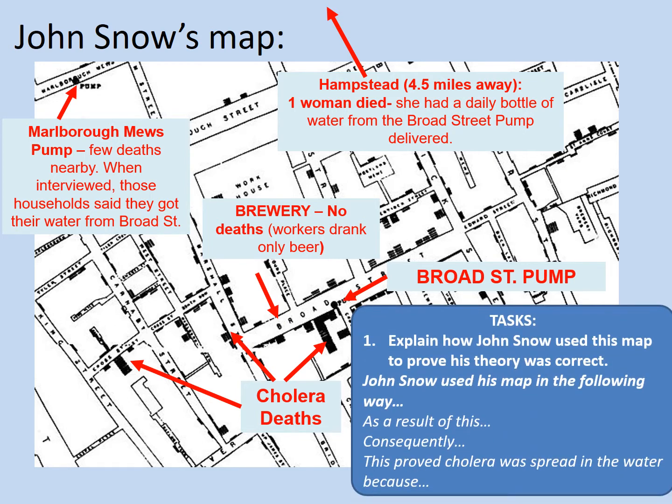Some follow-up tasks then. Explain how Dr. John Snow used this map to prove his theory was correct. You can use a writing frame, which I've included here, to help you explain your answer. Pause the video while you complete this.